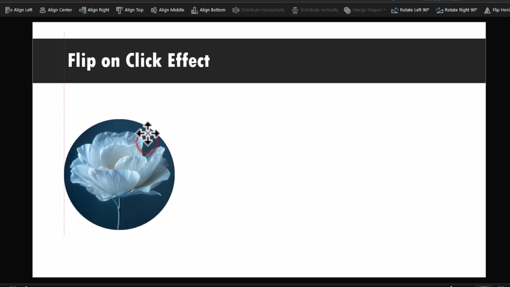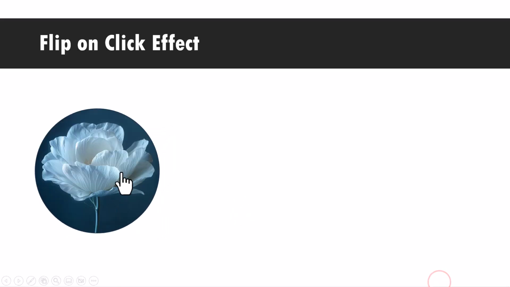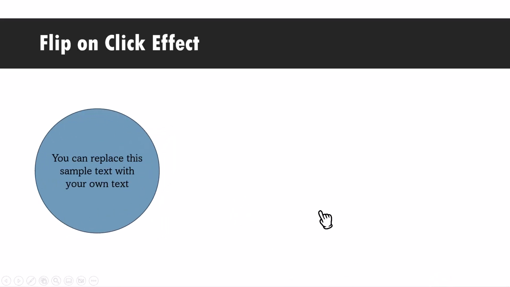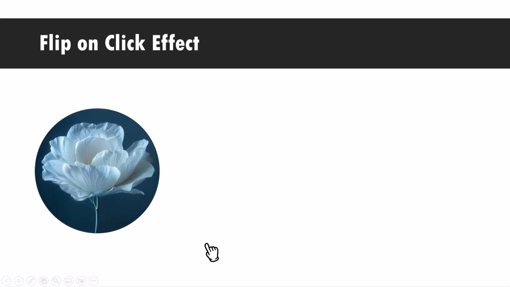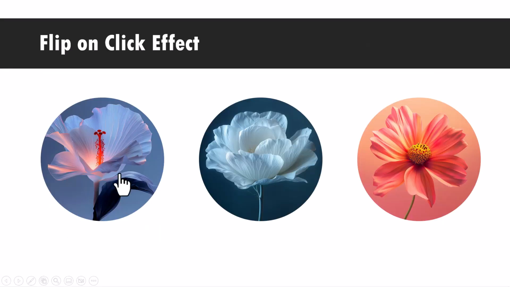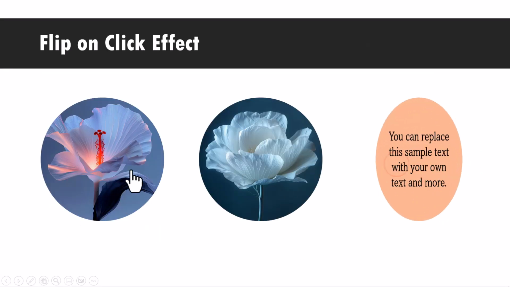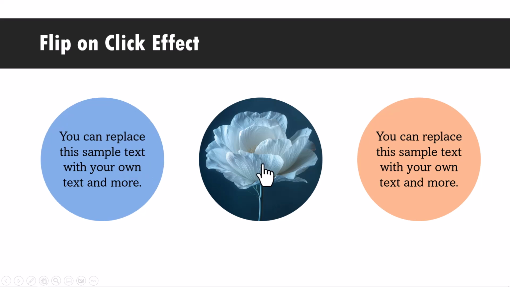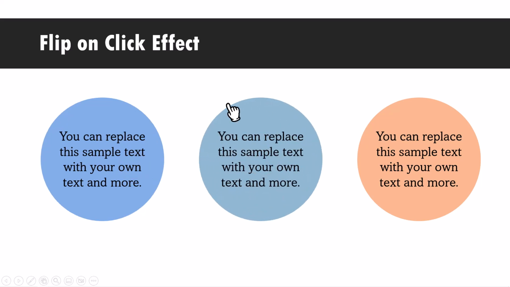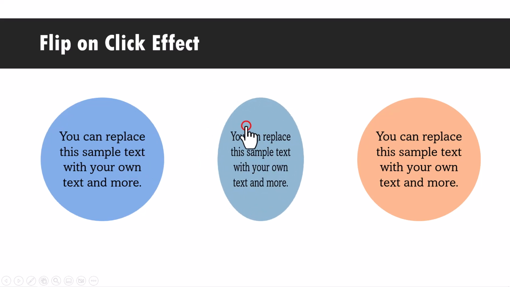Now, when I keep it in a proper place and go to slideshow, on a click, I have the explanation coming. On a click, I have the picture coming. That is the flip on click effect. You can always make more copies of it and have this beautiful effect happening, and it will definitely impress your audience.